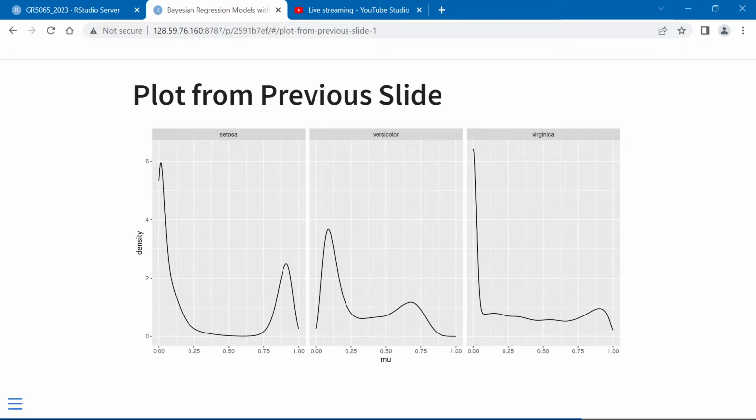So questions about this? Questions about any of this? BRMS, Opens law, plants.